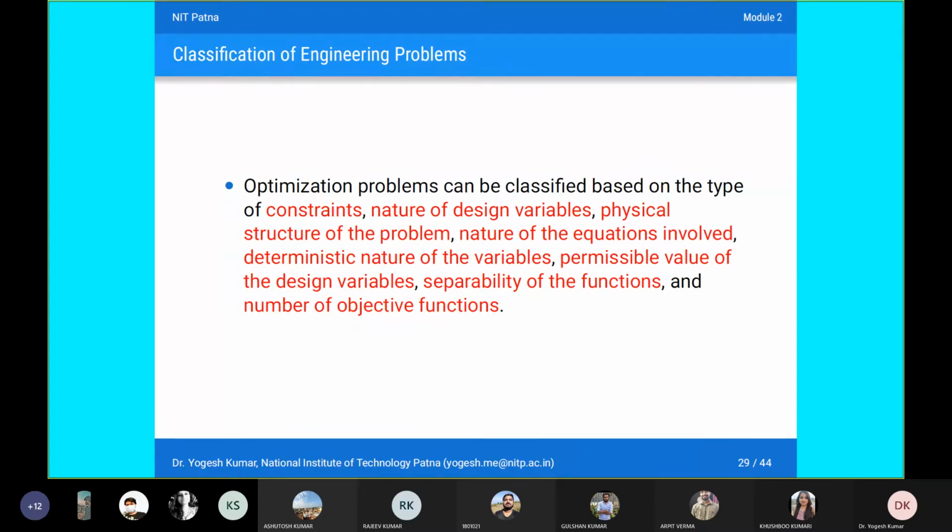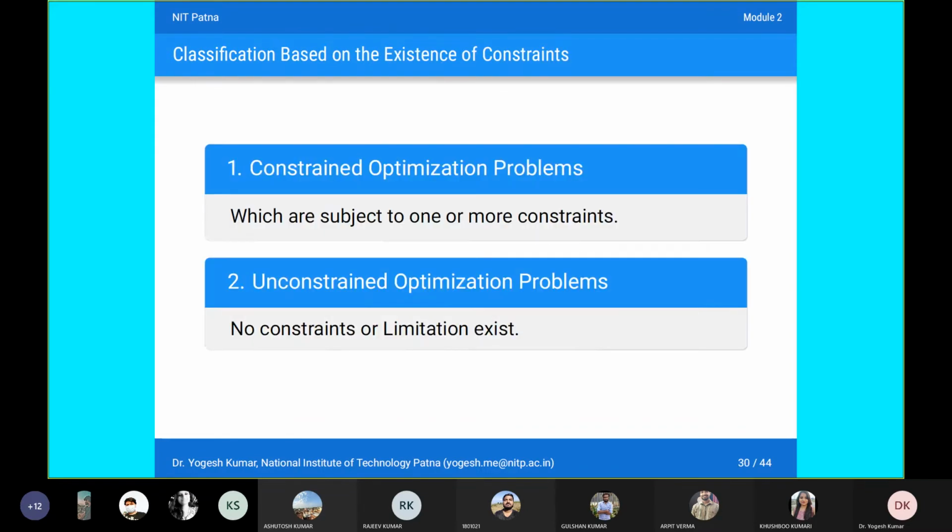Okay, so today I will try to cover, not exactly cover, because first I will introduce these classifications, then I will take one or two problems for each classification. Let us come to the simplest classification, that is based on the existence of constraint. I already introduced this topic during your first, perhaps the second class, that optimization problems may be classified in two types. Some may be constrained and another may be unconstrained.